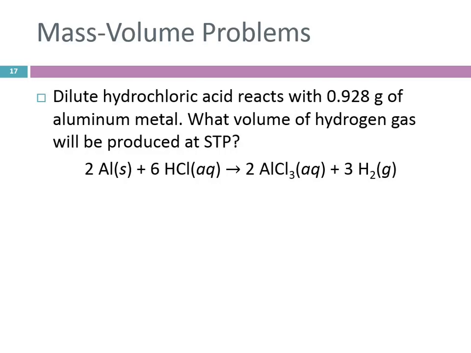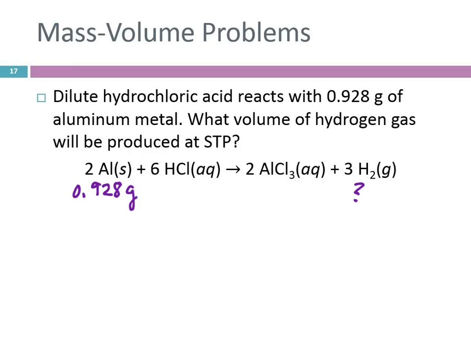Here's an example. Dilute hydrochloric acid reacts with 0.928 grams of aluminum metal. What volume of hydrogen gas will be produced at STP? Well, let's take the mass of aluminum and write it beneath aluminum in the chemical equation. So 0.928 grams of aluminum. And the question is, what volume of hydrogen gas?